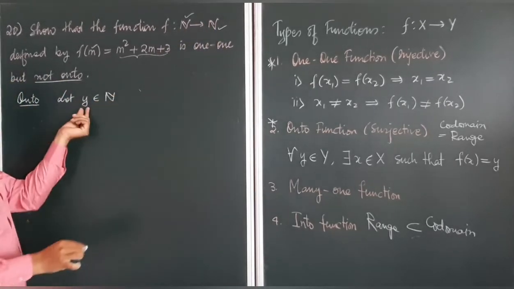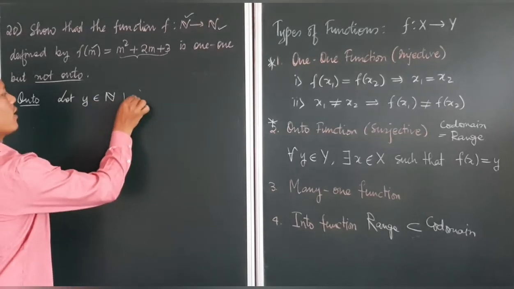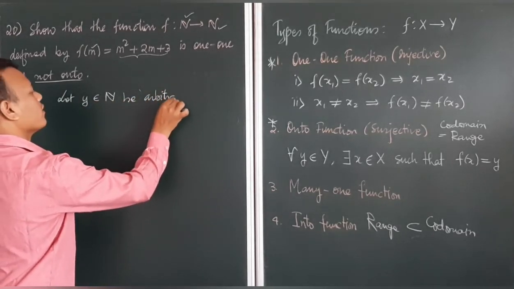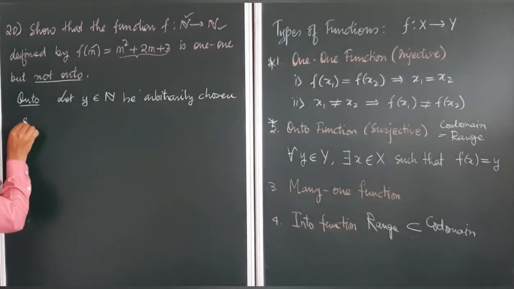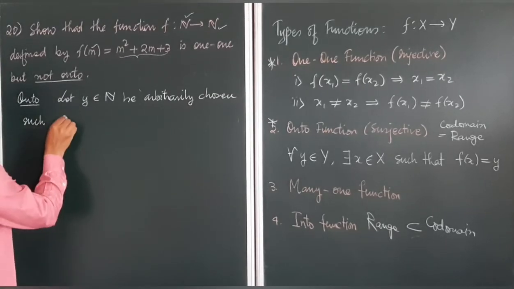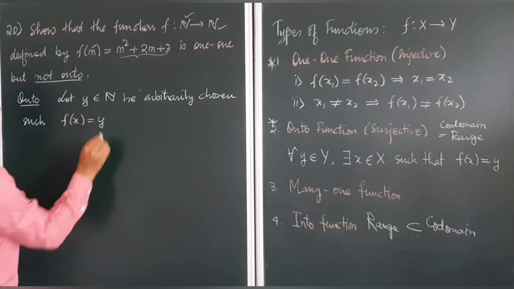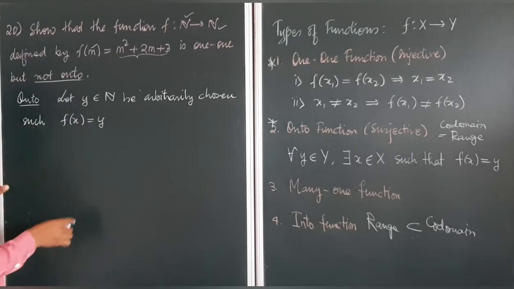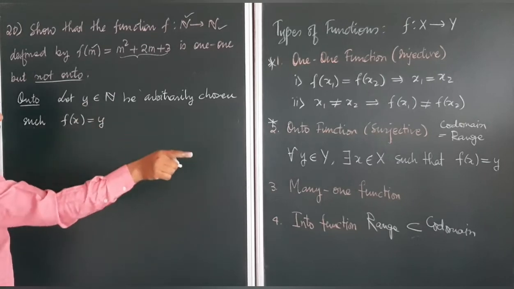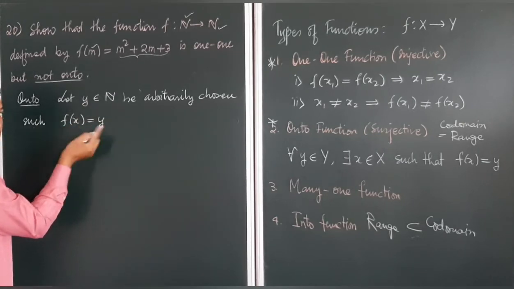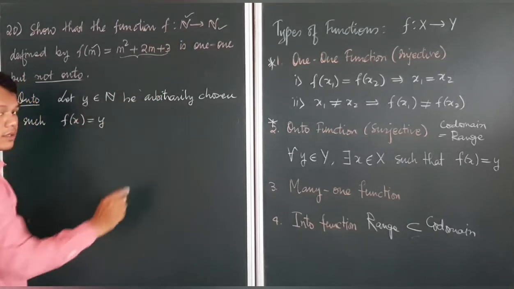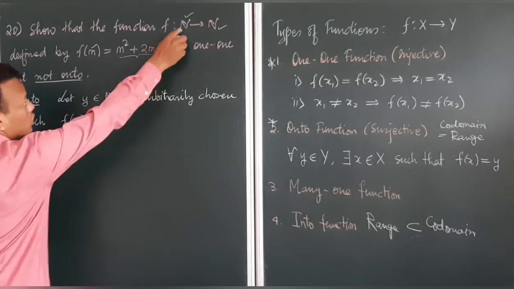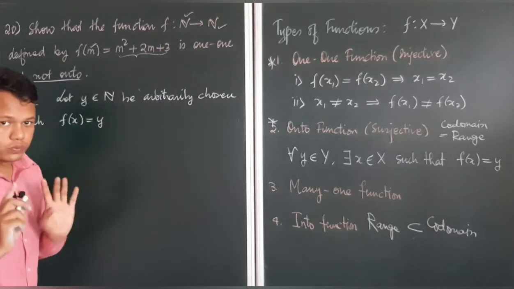So let y from the second set be arbitrarily chosen such that f(x) equals y. Now what's the meaning of this? It means that this y is mapped with an element x from the first set. Now we need to find what this x is. After finding this, if x also belongs to N, that is, if x belongs to the first set, then my function becomes onto.